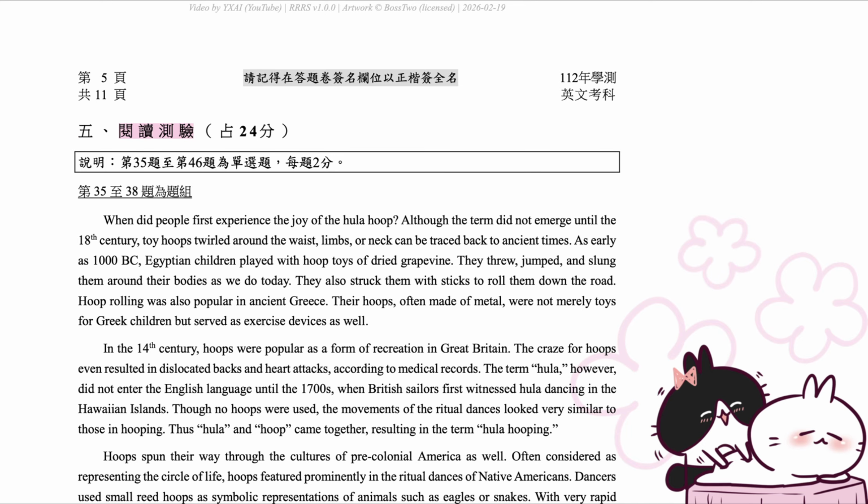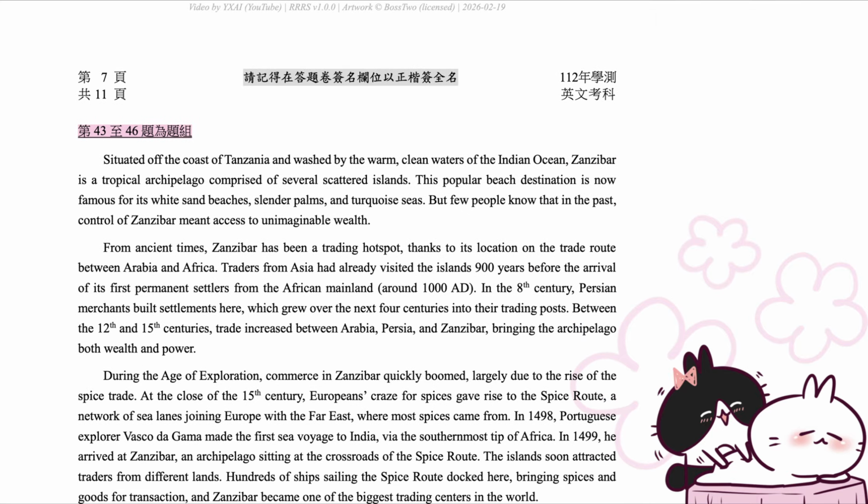5. Reading comprehension. 24 points. Directions. Questions 35 to 46 are multiple choice questions. 2 points each. Questions 43 to 46 refer to the following passage.